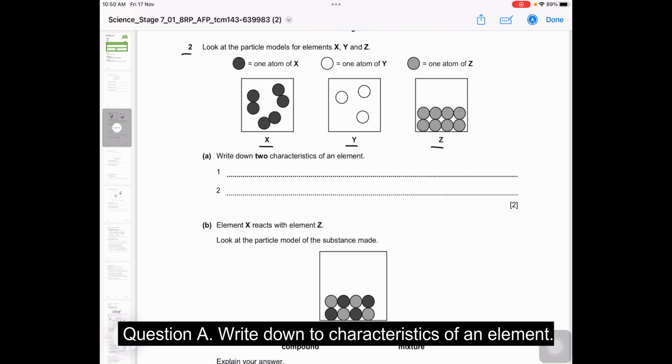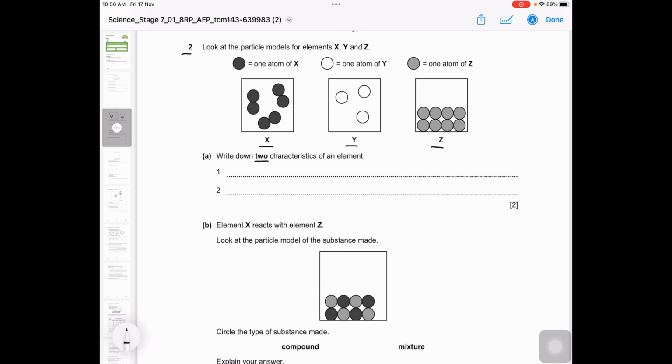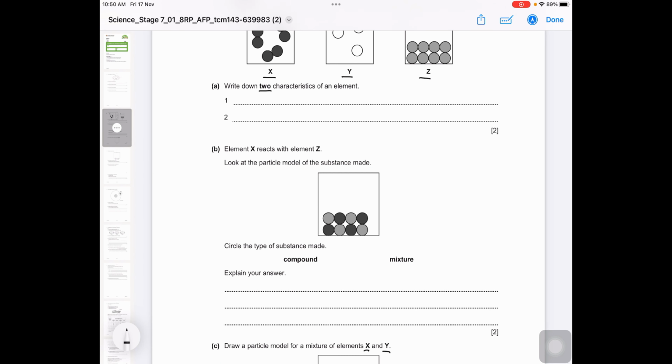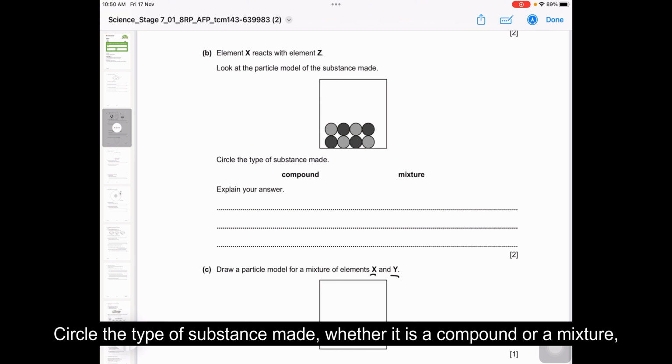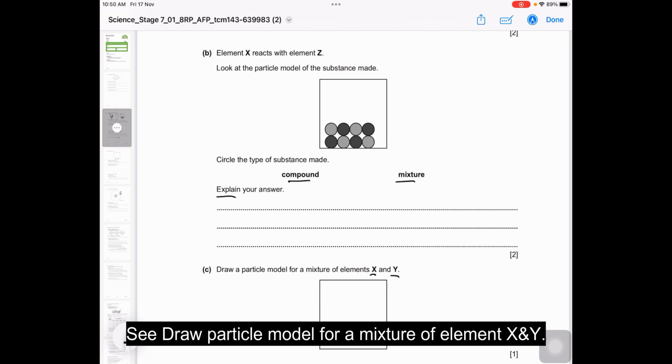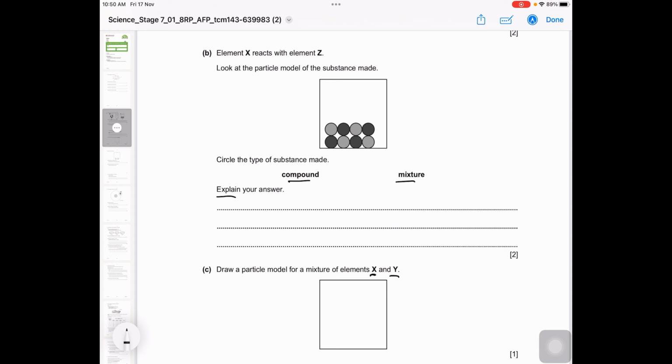Question A. Write down two characteristics of an element. Question B. Element X reacts with element Z. Look at the particle model of the substance made. Circle the type of substance made, whether it is a compound or a mixture, and we need to explain the answer. C. Draw a particle model for a mixture of element X and Y.